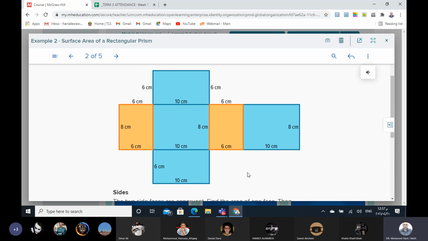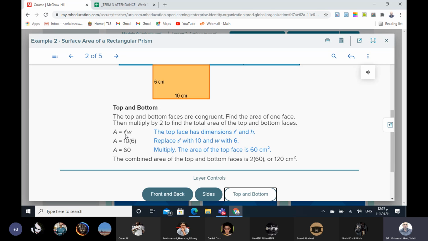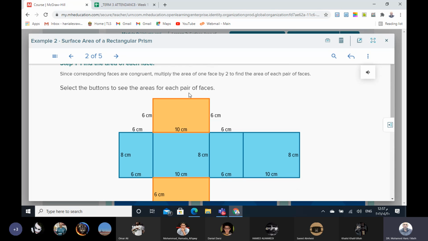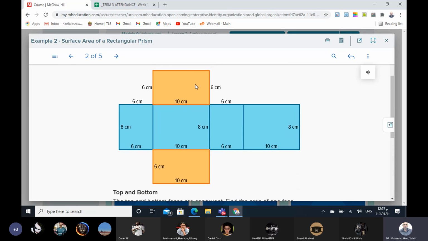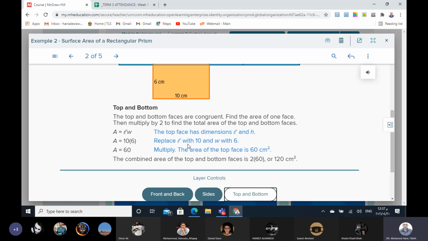Now we want to find the top and the bottom. As you see here, we have 10 and here 6, and the type is rectangle. So start from the formula, A equals length times width. Length 10 and width 6. 10 times 6 will be 60. This is the area of one face. But here we have two congruent faces, so multiply the area by 2. So 2 times 60 will be 120 centimeters squared.